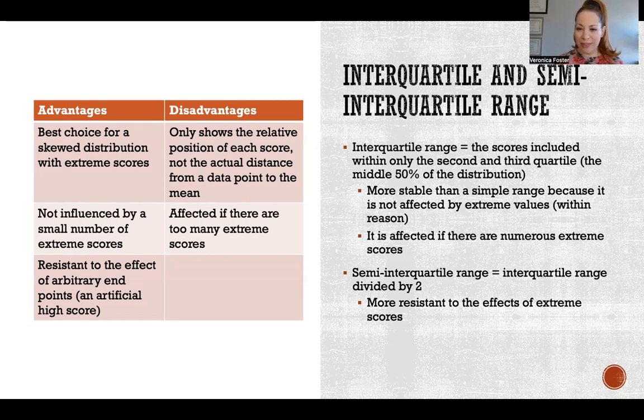Semi-interquartile range is when you do the exact same thing and then you divide it by 2. It just makes it a little bit more resistant to the effects of extreme scores. So some advantages here. It's a good choice if you have a skewed distribution with a lot of extreme scores, because again, you're cutting out half the data in your analysis here.